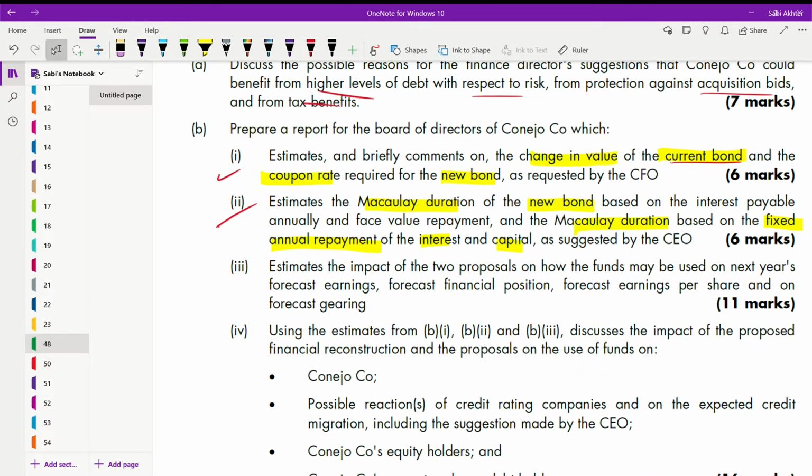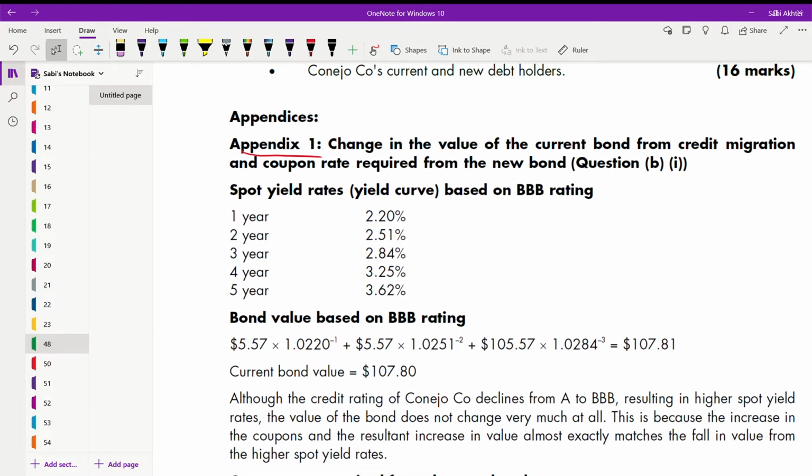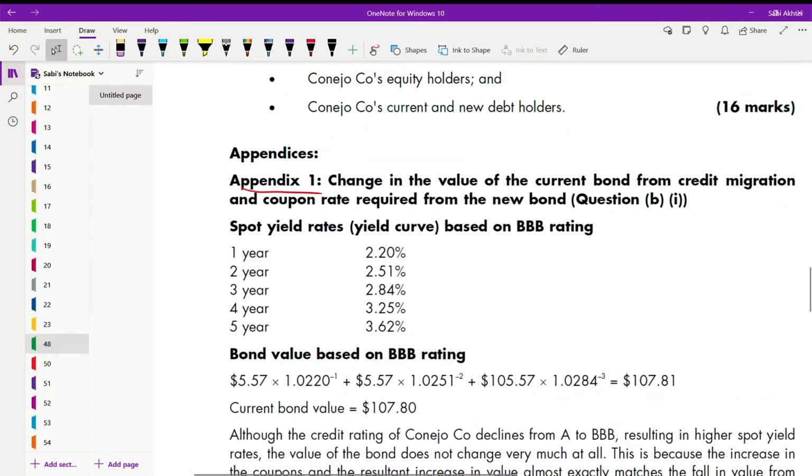The way the requirement is given, this is number 1, this is number 2, this is number 3, this is number 4. When you are making a report, you have to write also in this paragraph in this order. When you are doing the appendix also, you have to show your appendix in that order. So first you have to start with the bond, right? Already they have given, right?